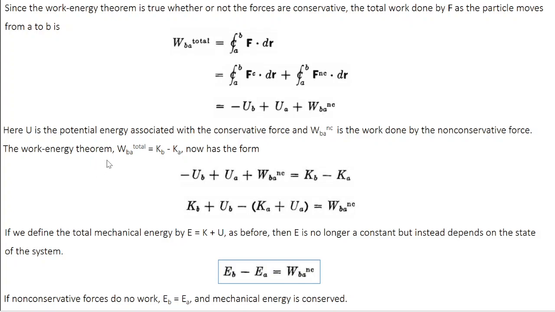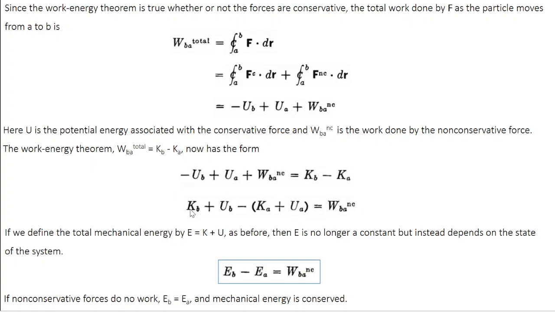Now from the work energy theorem, we know that the total work done in moving a particle from the initial position to the final position is nothing but the change in kinetic energy. So I can write WBA total equal to KB minus KA. Now I have two expressions for WBA total, which means I can equate them. So when I do that, I get minus UB plus UA plus WBANC equal to KB minus KA. When you rearrange the terms, you get KB plus UB minus KA plus UA equal to WBANC.